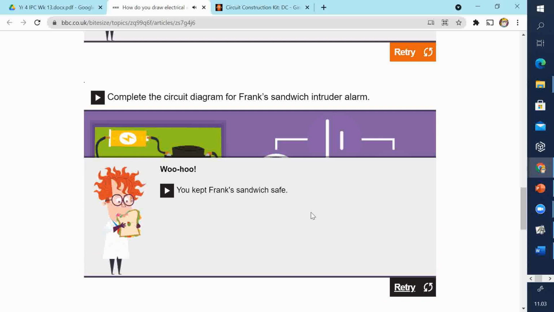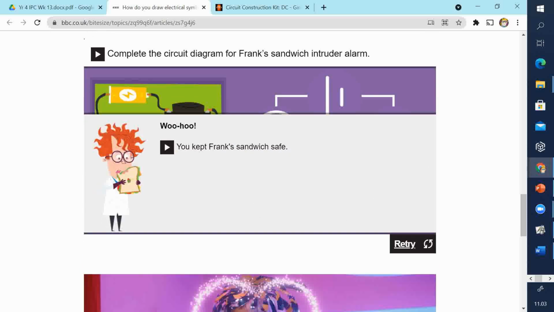I'm not sure why, but we kept the sandwich safe. Okay, just letting somebody in.